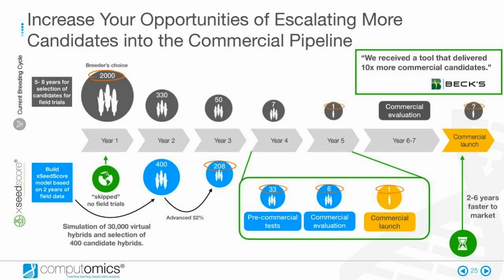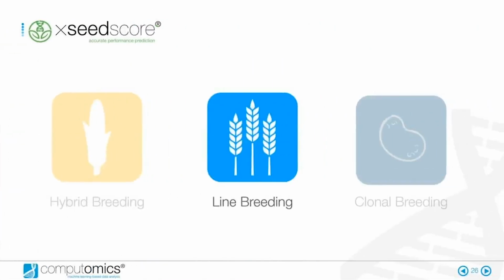So, with this example of a very successful collaboration, I will end the hybrid breeding part and will go on to the line breeding part.